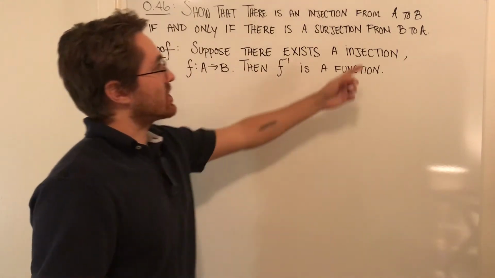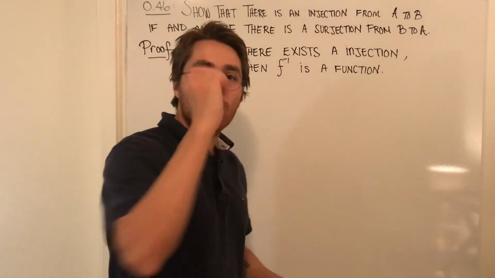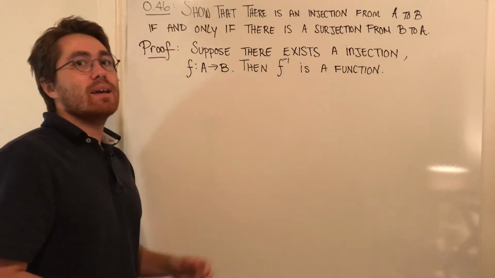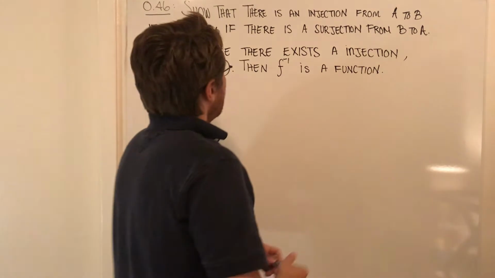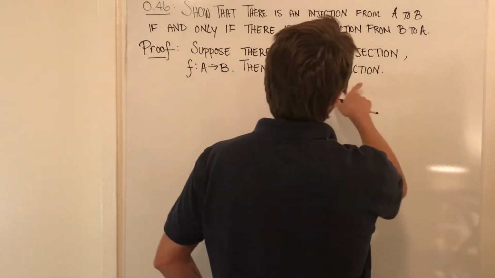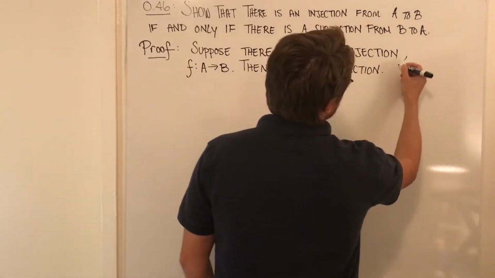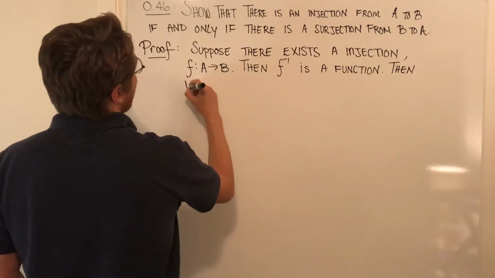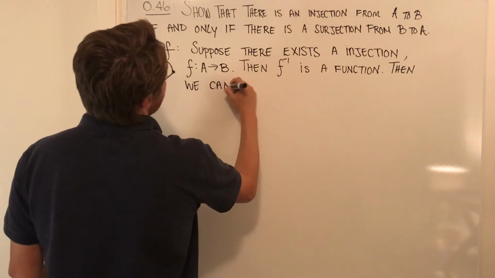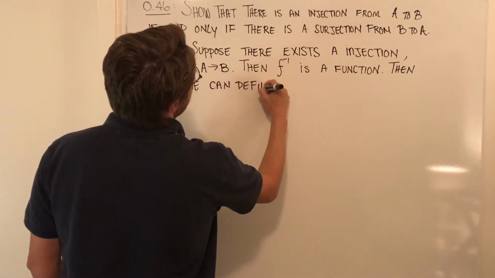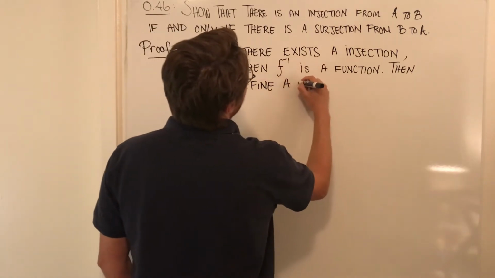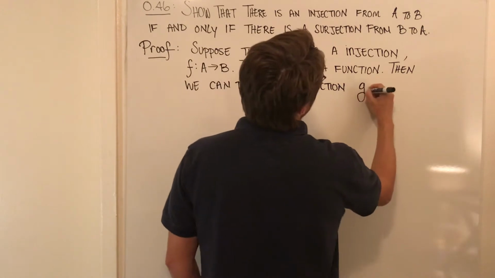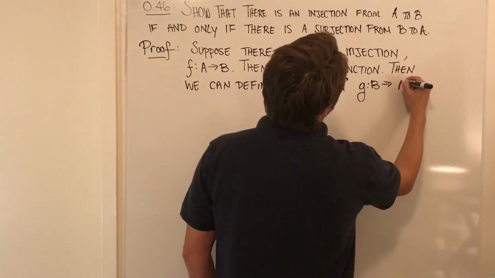But in this case, since it's an injection, we know that that's not going to happen. Whenever we have a b in B, there's going to be exactly one a that corresponds to it. Okay, so f inverse is a function. Then we can define a function g going from B to A, right?